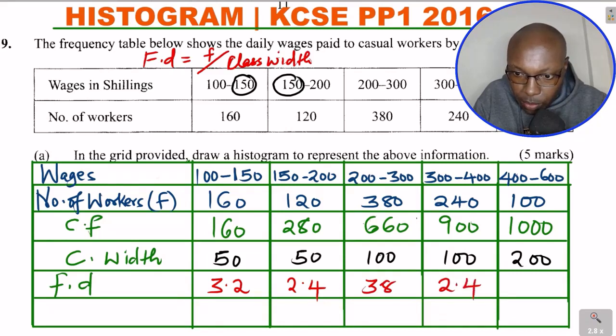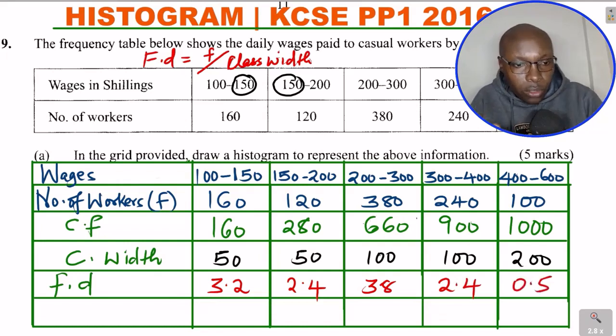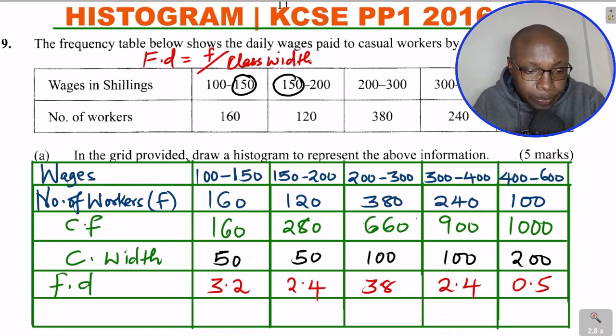240 divided by 100. Then the other one is 100 divided by 200. That is going to give 0.5. So now we've got the frequency density. Now in such a case, we're going to plot where the class widths are not uniform.